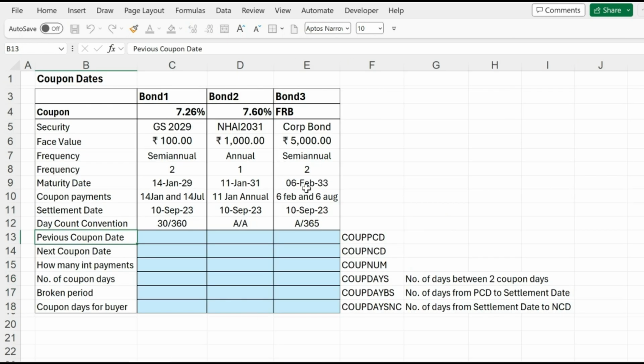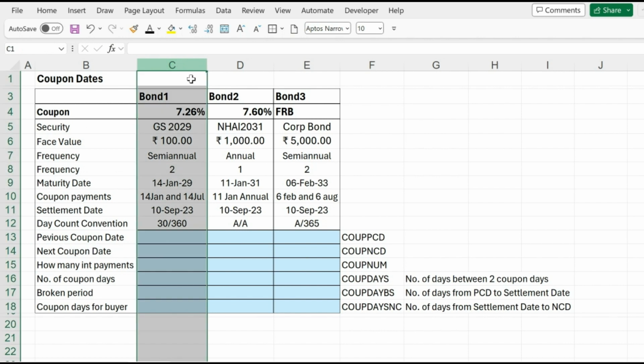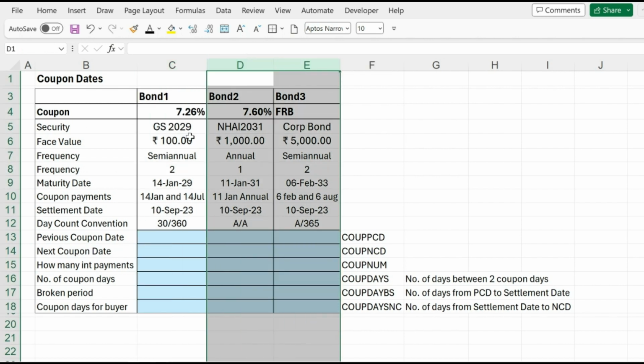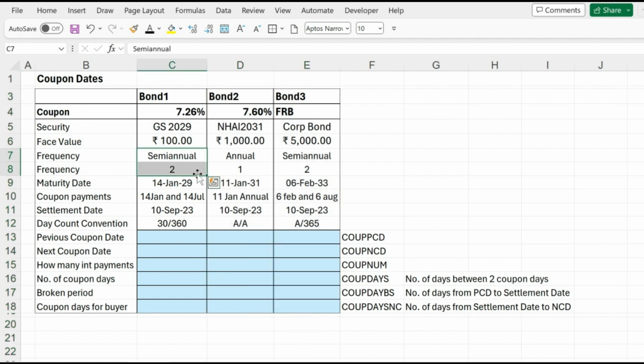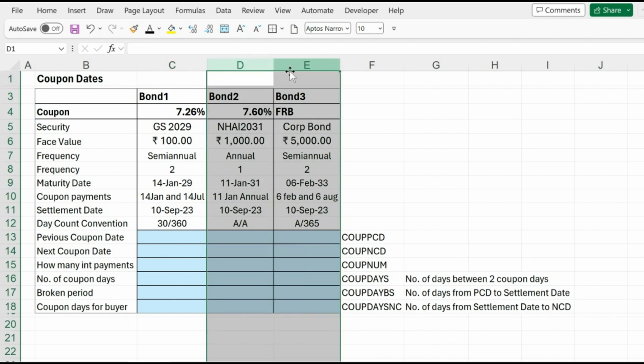So I have taken here three examples. One is the government security, Indian government security, and two are the Indian corporate bonds. The first bond is a semi-annual bond. In India, all the government securities do pay the coupon or do pay the interest on a semi-annual basis. And all the GSEC that I have seen at this point of time, all of them are 100 rupee face value. However, the corporate bonds may have a face value which is other than 100 rupee. It could be 100, it could be 1000, it could be 5000. Commercial papers are even 5 lakhs rupees.